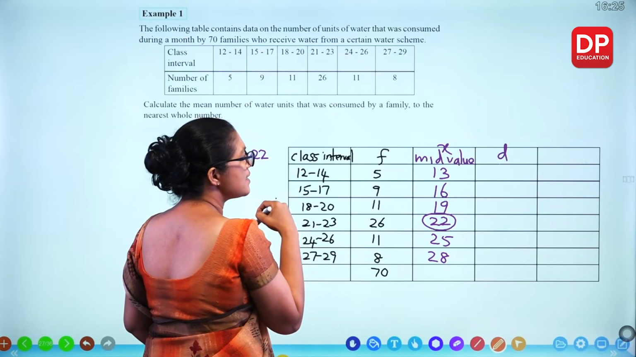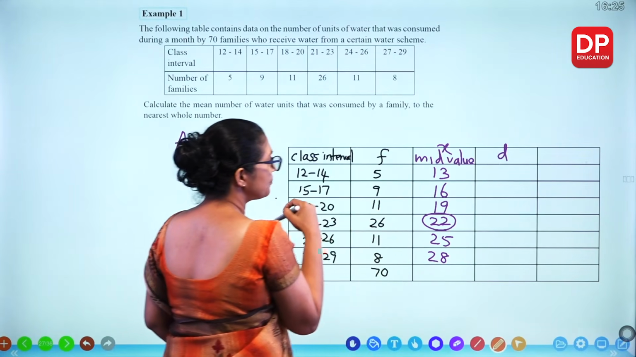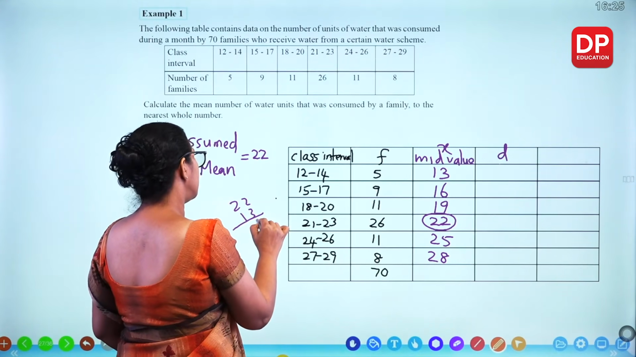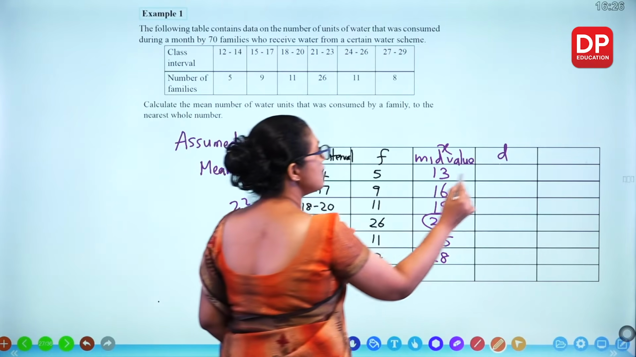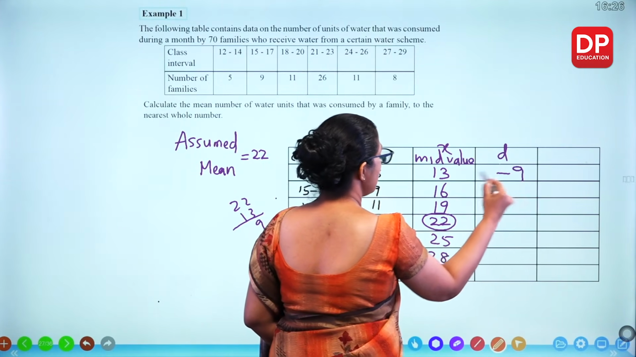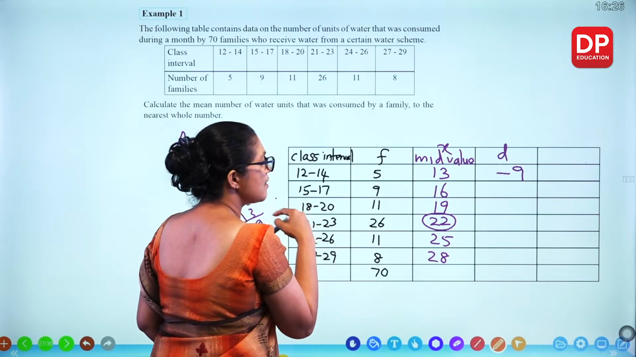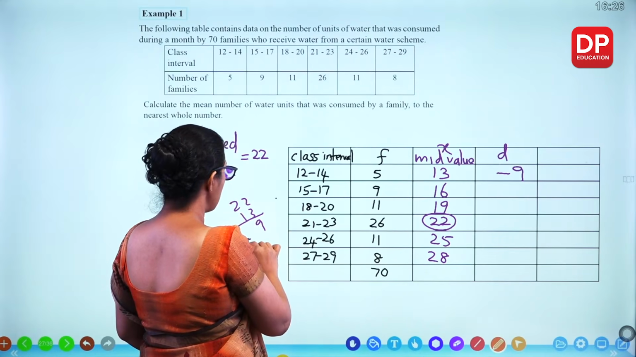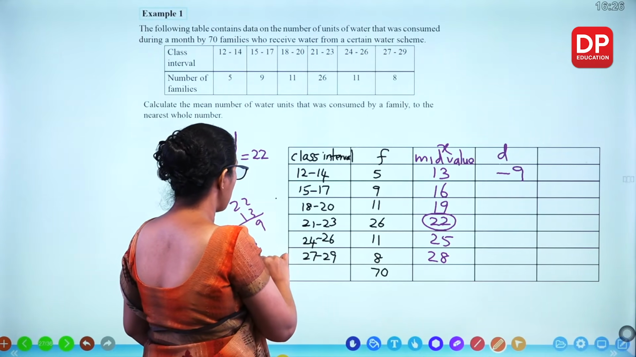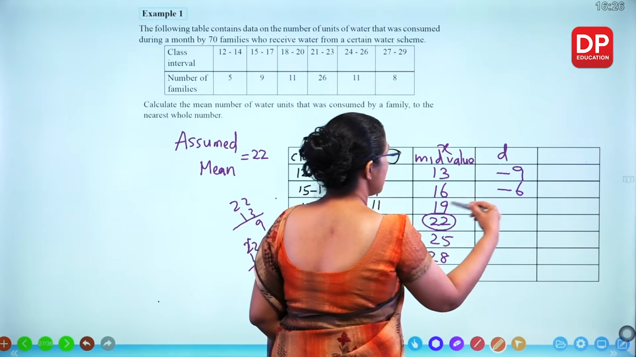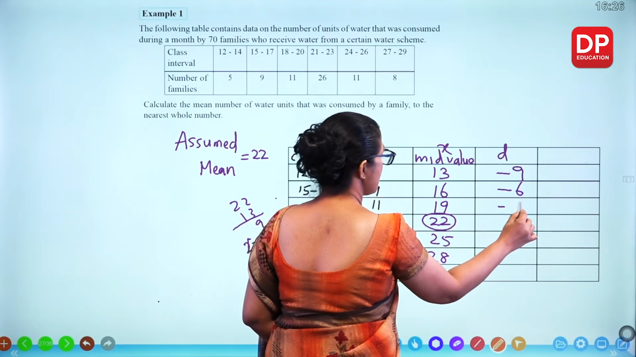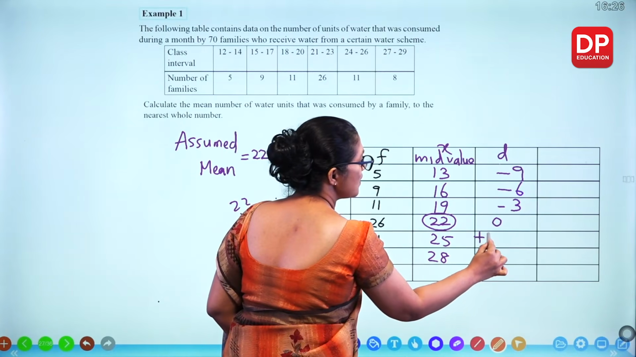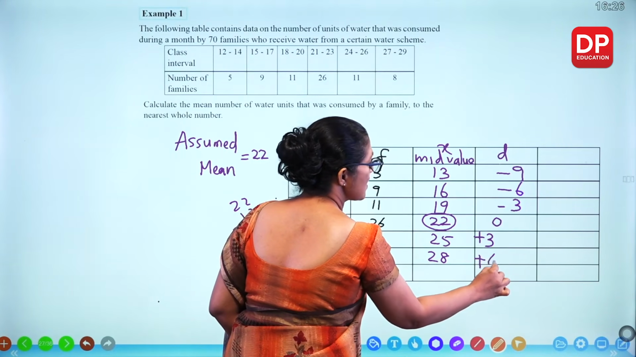Then what's the deviation? 22 and 13, what's the difference? 9. So this is minus 9. Here 16 and this, what's the difference? Minus 6. 22 and 16, minus 6. This one, minus 3, and this one 0. This one becomes plus 3, plus 6.